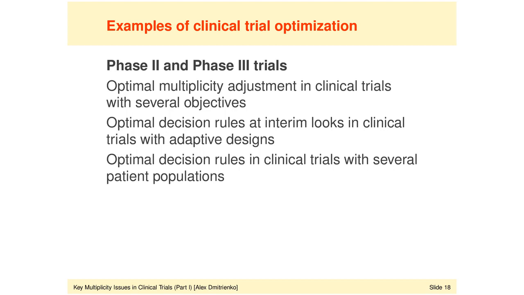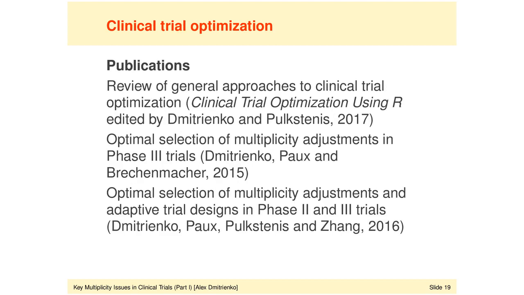In the context of phase 2 and phase 3 trials, we can apply general clinical trial optimization approaches to identify, for example, optimal multiplicity adjustments in clinical trials with several endpoints, optimal decision rules at interim looks in a clinical trial that employs an adaptive design, and another example is optimal decision rules in clinical trials with several patient populations.